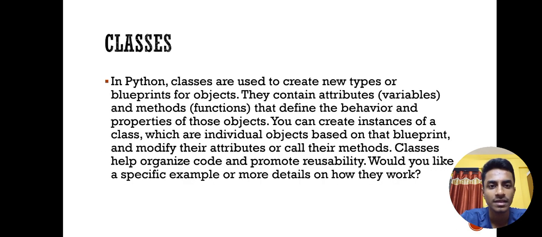Today's subject is Introduction to Python Programming, and the topic is classes and methods. Classes. In Python, classes are used to create new types or blueprints for objects. They contain attributes such as variables and methods and functions that define the behavior and properties of those objects. You can create instances of a class, which are individual objects based on that blueprint, and modify their attributes or call their methods. Classes help organize code and promote reusability.